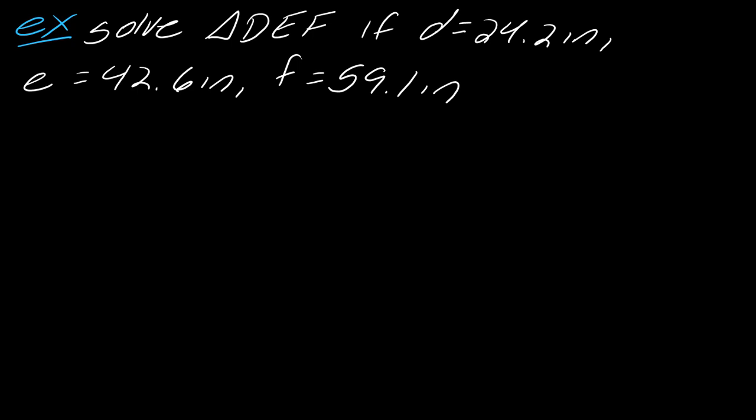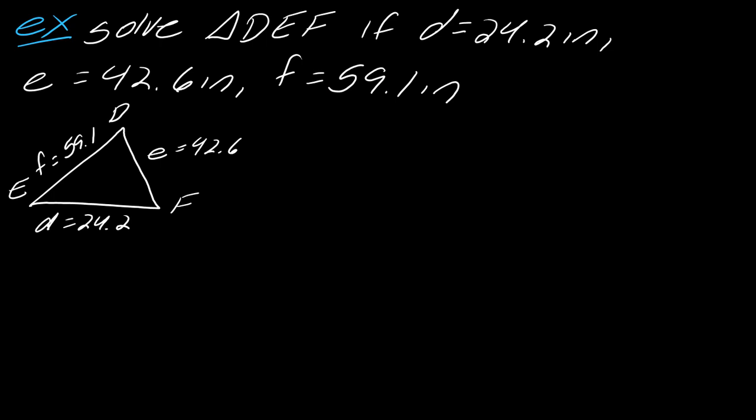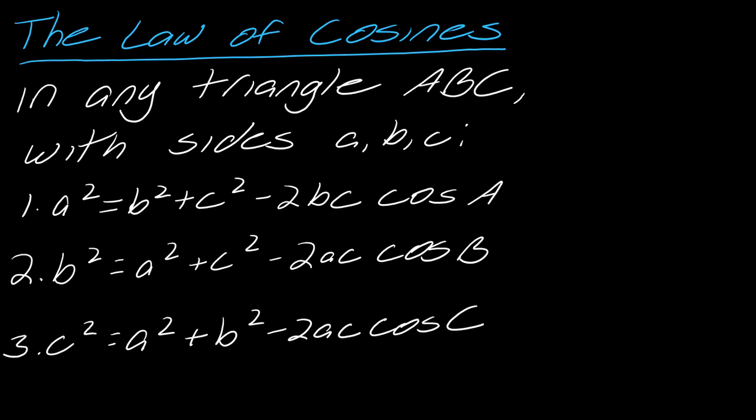Okay, so let's contrast that now to when I have side, side, side. So I have triangle DEF. I've got D is 24.2, E is 42.6, and F is 59.1. So once again, I'll draw my triangle. There's everything labeled. Okay, so this gets a little trickier. We can still use the law of cosines, but as far as which formula you choose, it really doesn't matter now. And this is where I think it can get really confusing with all these different letters running around.